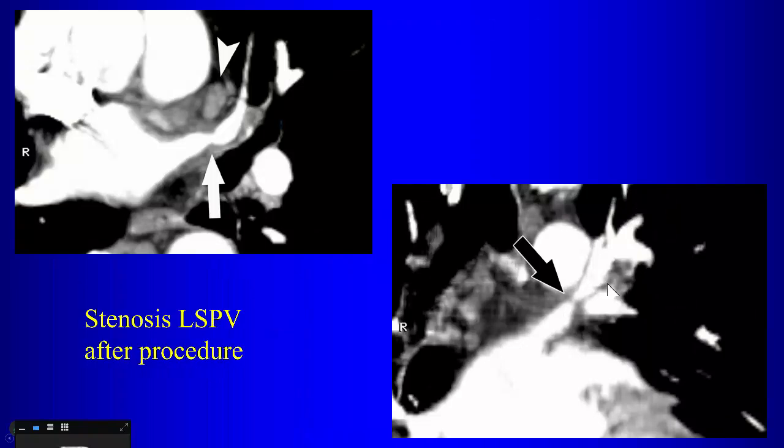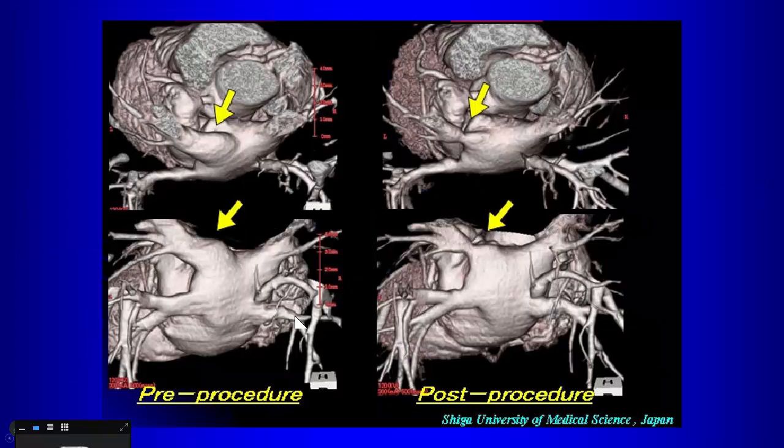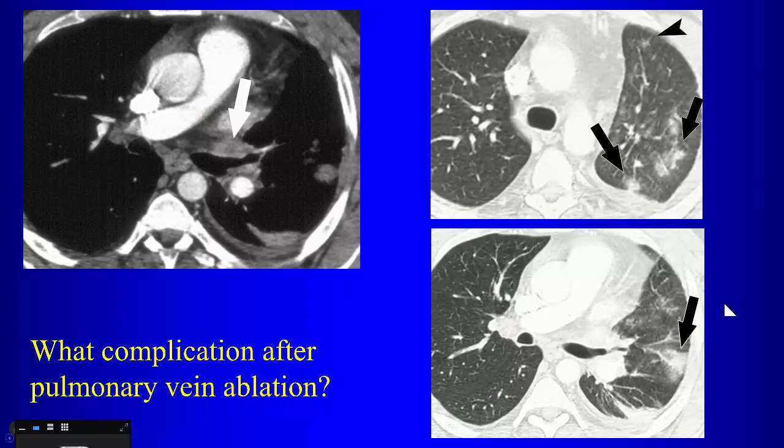Here's another example, here's stenosis of left superior pulmonary vein. Then here's an example pre-procedure. Here's the left superior pulmonary vein, post-procedure. You can see the stenosis there, left superior pulmonary vein.